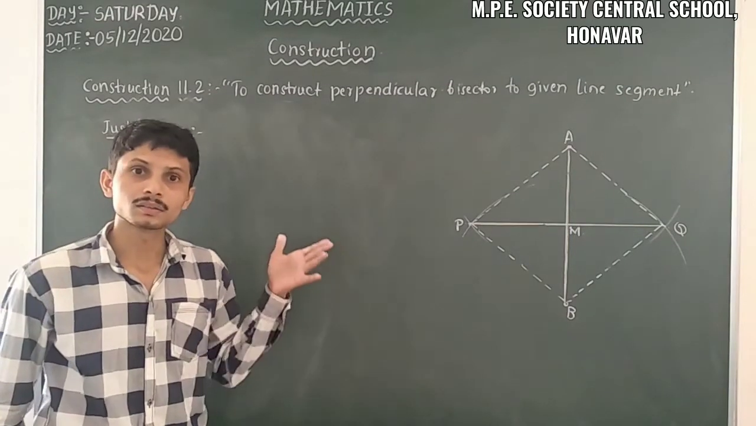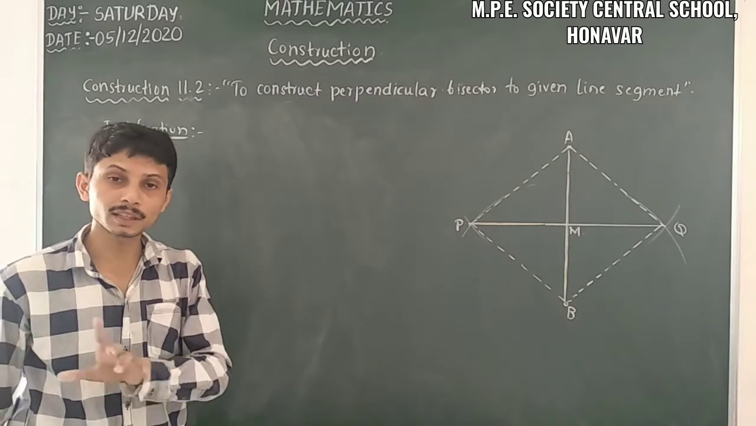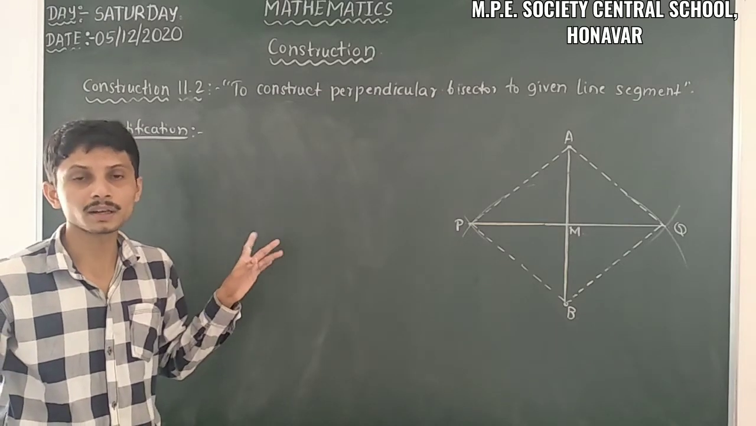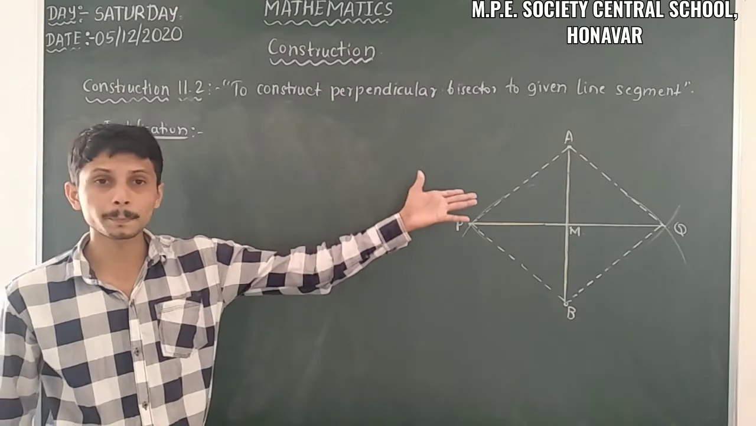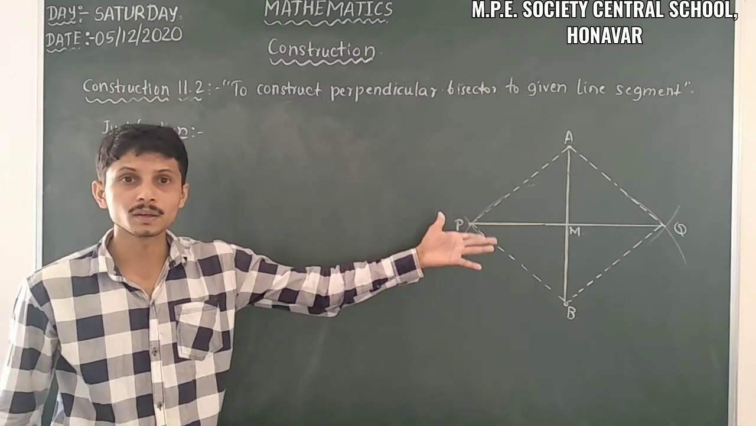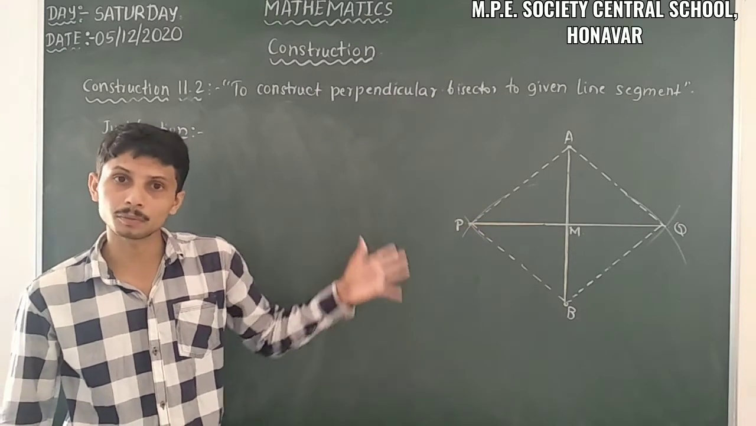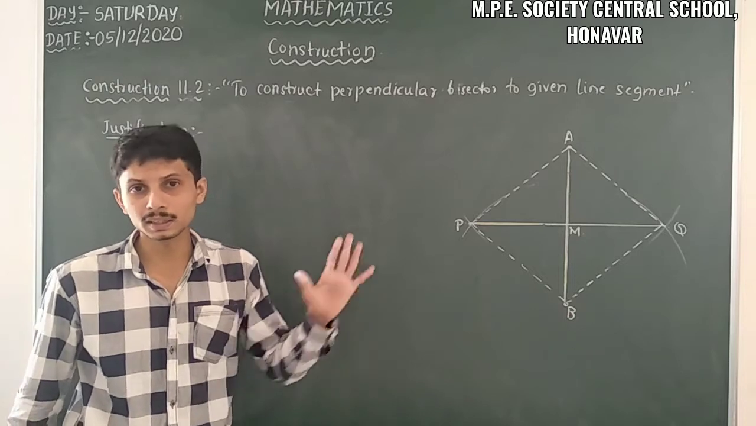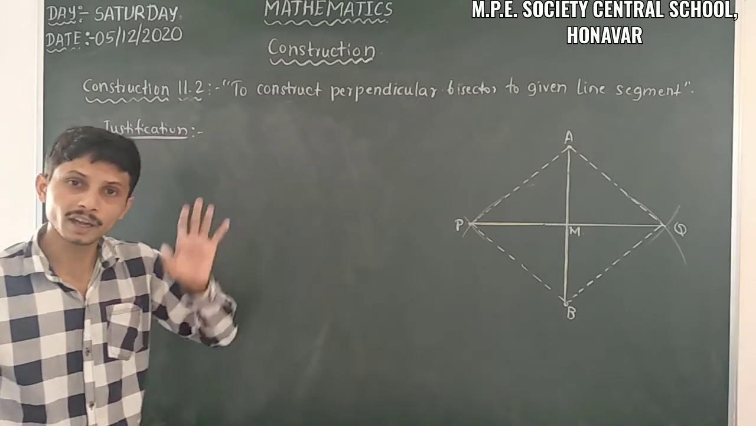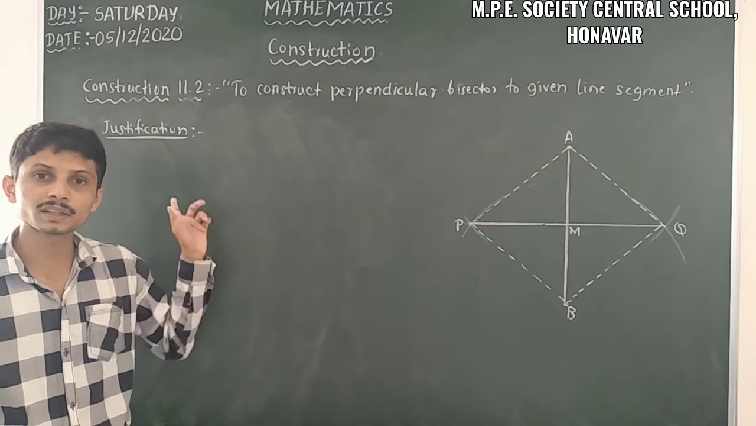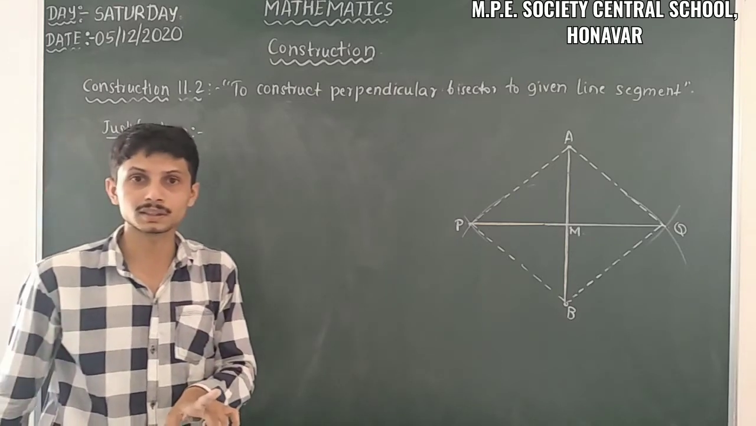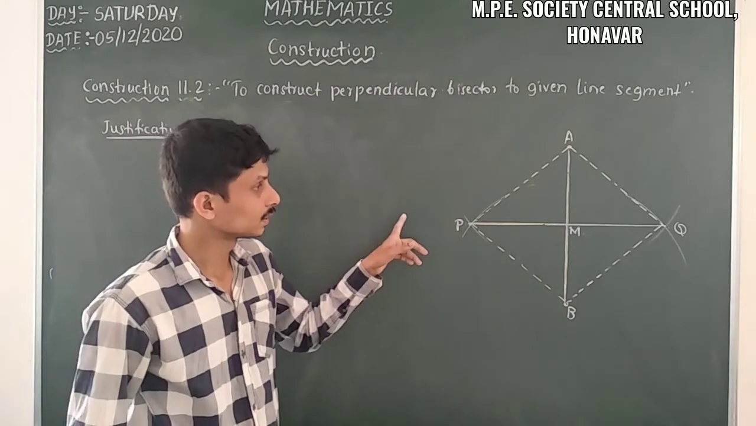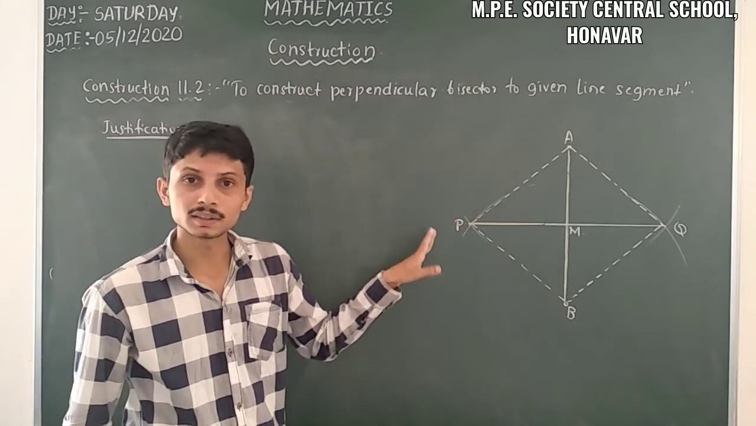We have the question, that is, justify your answer. Only then do you have to justify your answer. Otherwise, to construct the perpendicular bisector of a given line segment AB or PQ, you only take the construction. When you have to justify your answer, you have to take the justification. So let us take the justification.